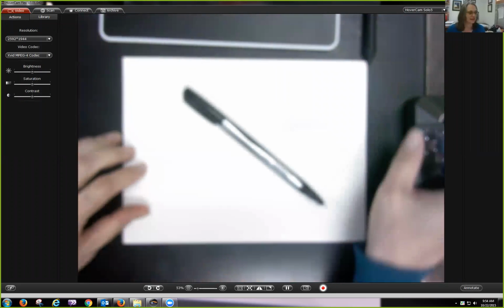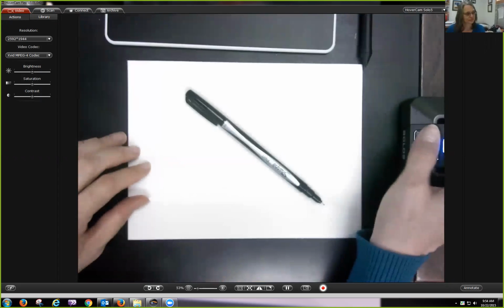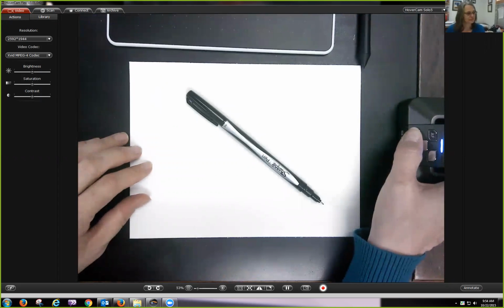Let's see if I can make that lock on its focus. There we go.